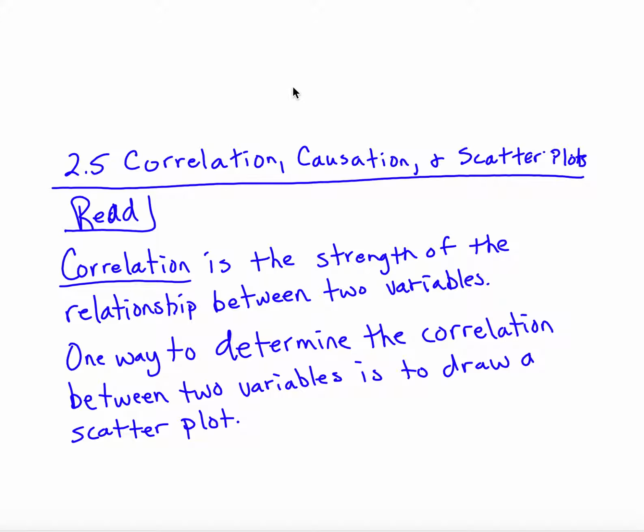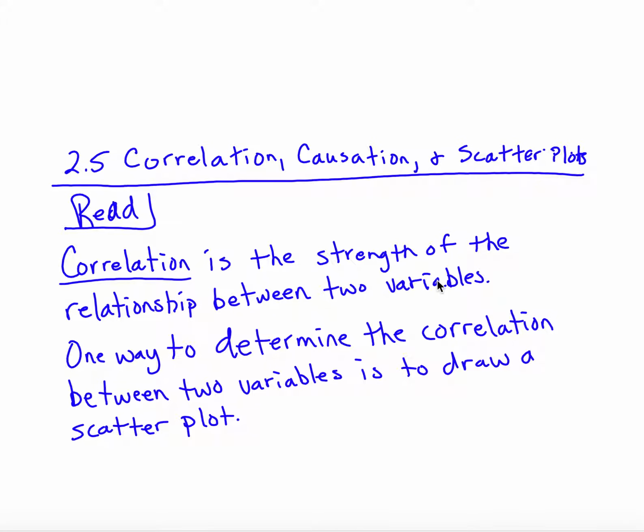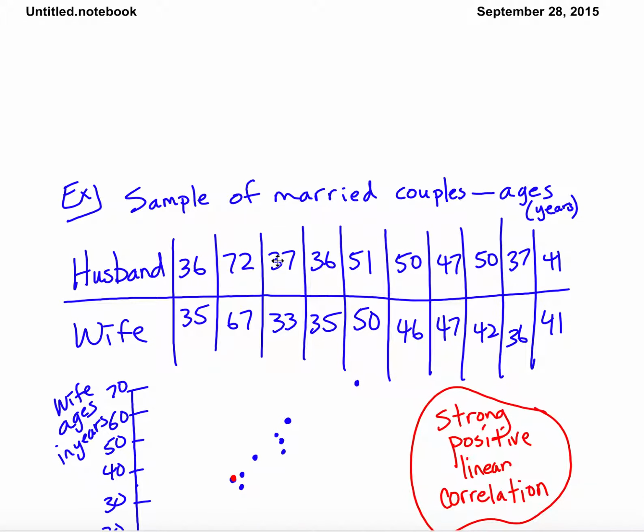I do want to point out that a lot of people think correlation is the relationship, and it's not. Correlation is actually the strength of that relationship, how strong it is, how weak it is. One way to determine the correlation between two variables is to draw a scatter plot. So we're going to take an example where we're drawing a scatter plot.